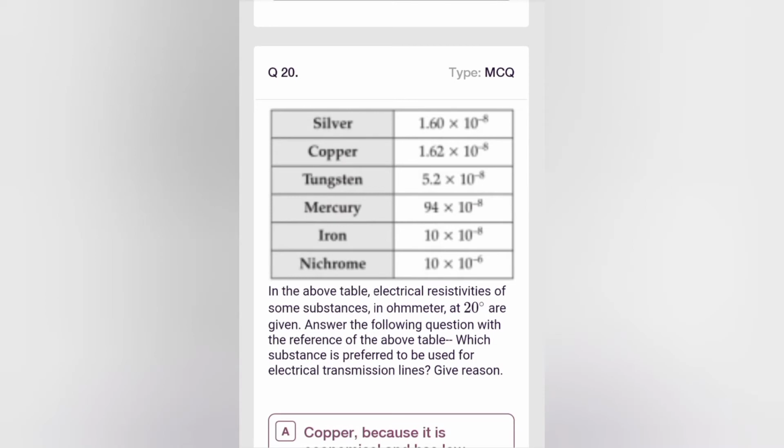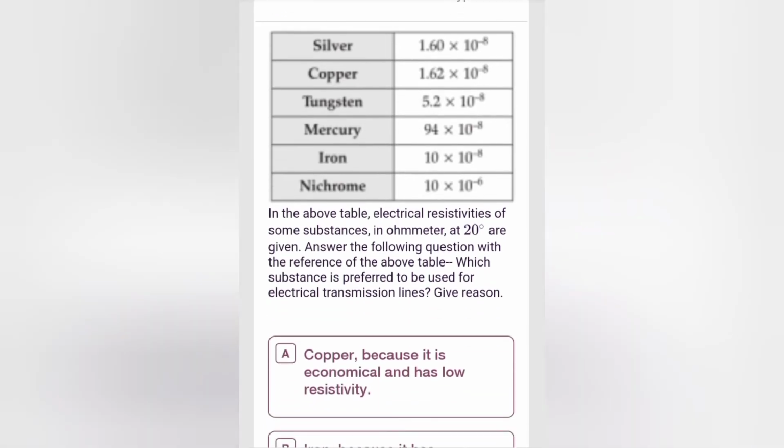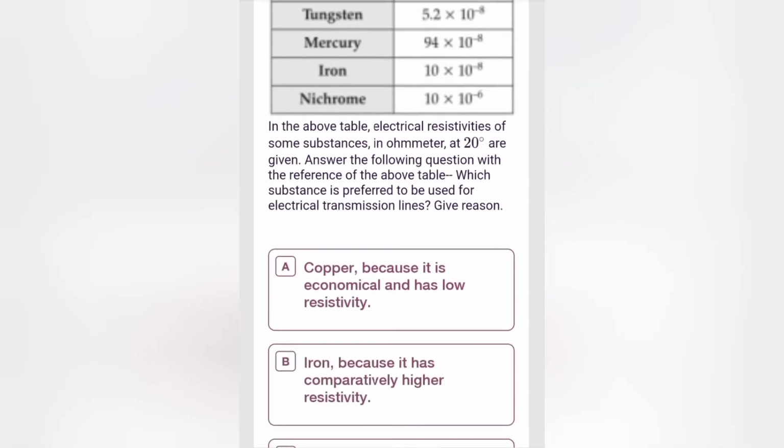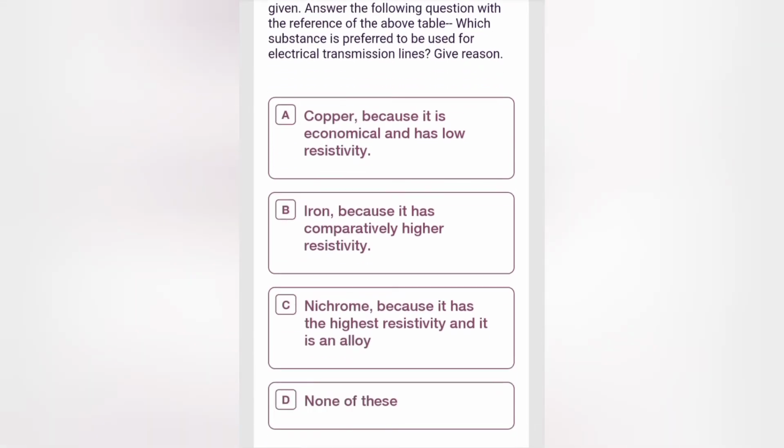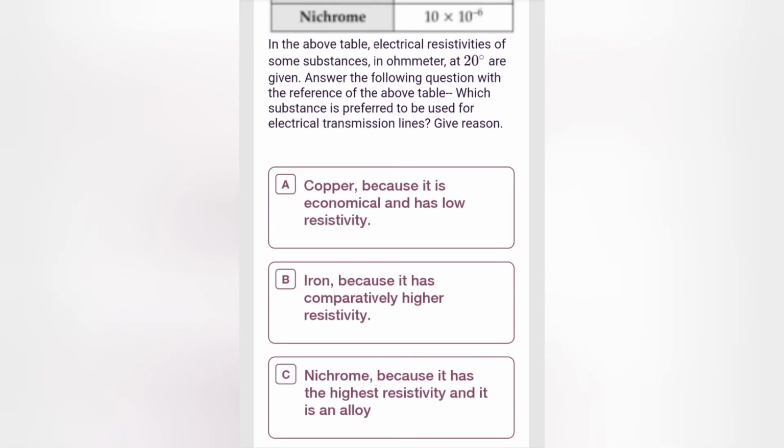In the above table, which substance is preferred to be used for electrical transmission lines? Silver, copper, tungsten, mercury, iron, nichrome. So it must be copper, because copper is economical. Economical means cost is less. It is less expensive and has got low resistivity. We can't use silver because it is expensive. Iron, because it has comparatively higher resistivity, no. Nichrome, no. Highest resistivity, no. None of these. Answer A is the correct answer.